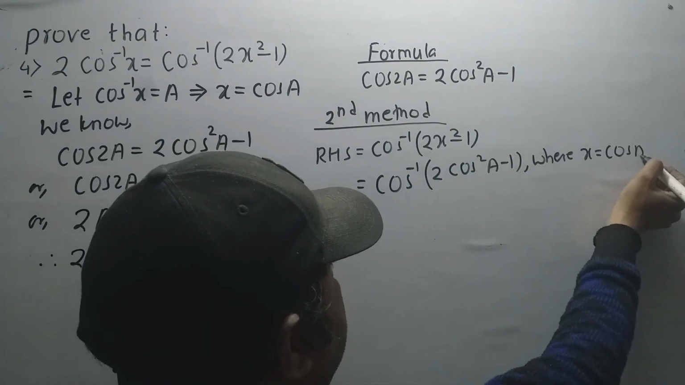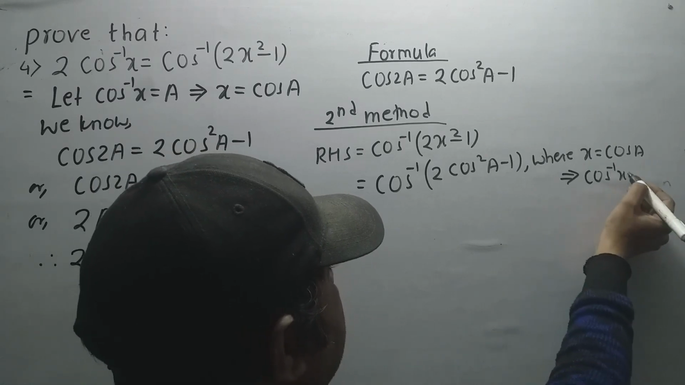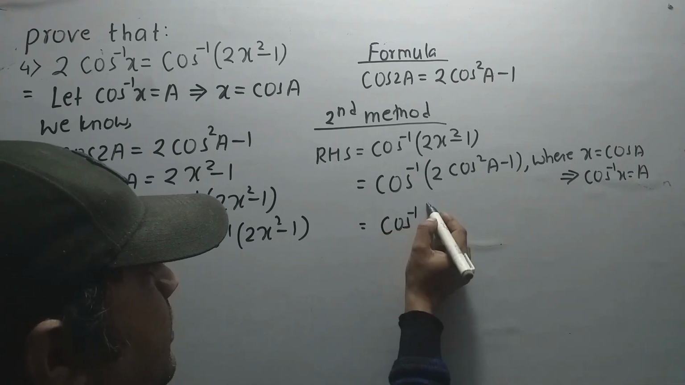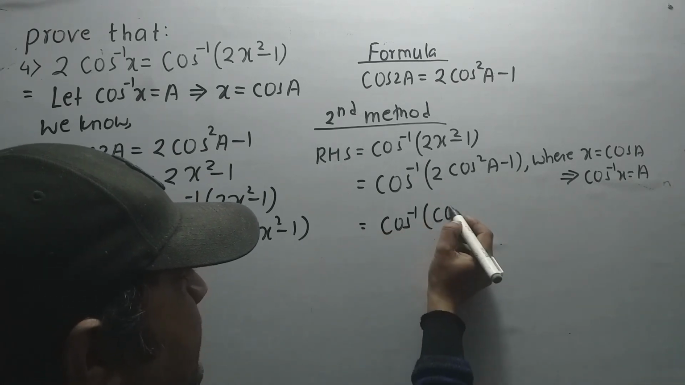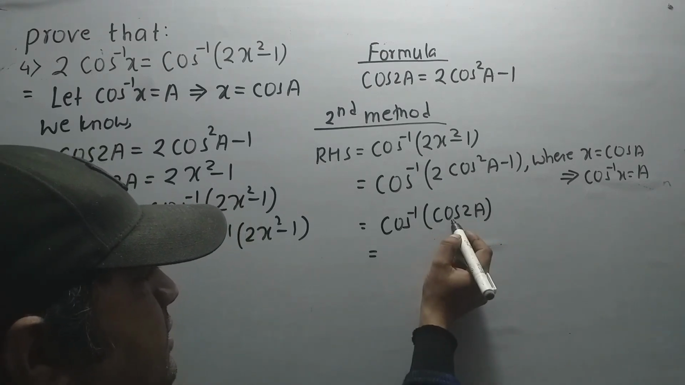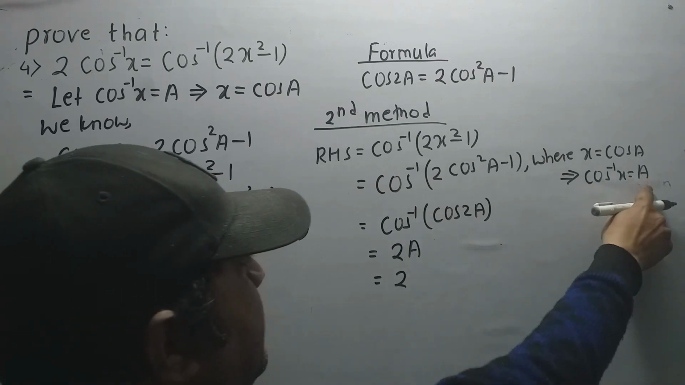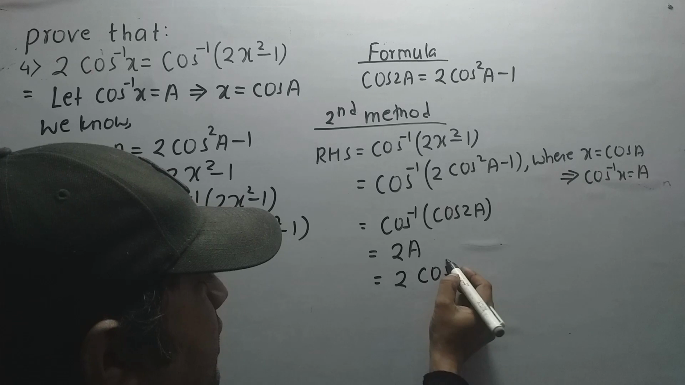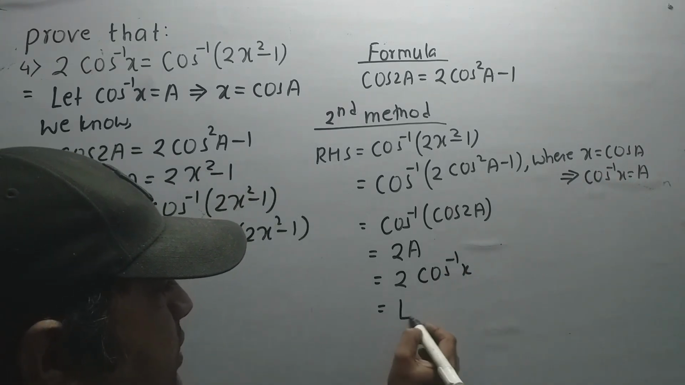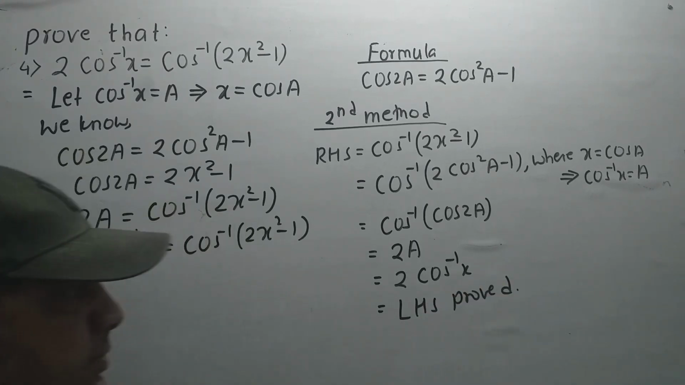equals cos a. After that, on the left hand side, you can write cos inverse x equals a. After that, it is cos inverse of 2 cos square a minus 1, that is cos 2a. After that, cos inverse and cos cancel the effect of one another. You are left with 2a. Our a is cos inverse x, so in place of this a, I replaced it by cos inverse x. So this is our required left hand side root.